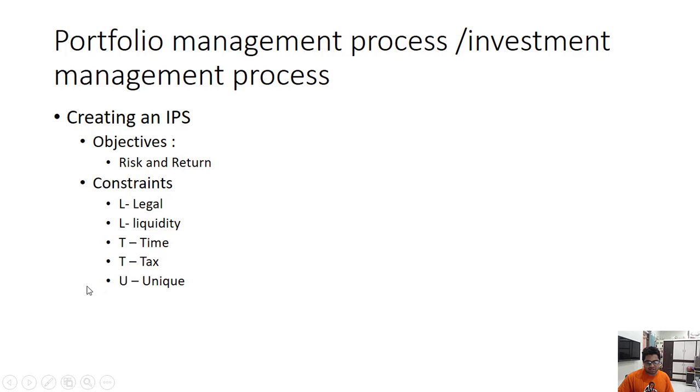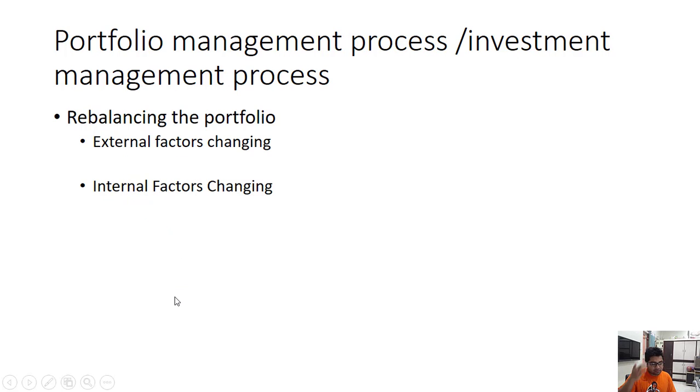Risk, return and constraints. Constraints are LLTTU: legal, liquidity, time, tax and unique. So once again, we interviewed the client, we did the KYC and risk assessment, then we looked at the broad model before starting the discussion with the client to create an IPS. Now the IPS has been created.